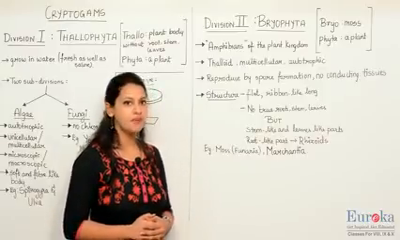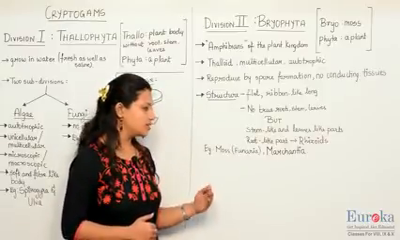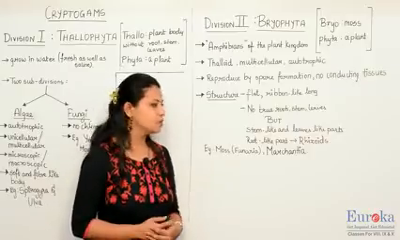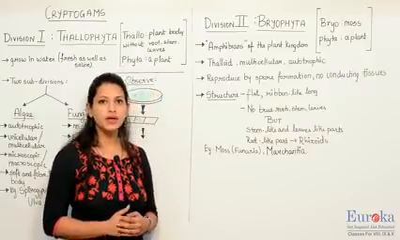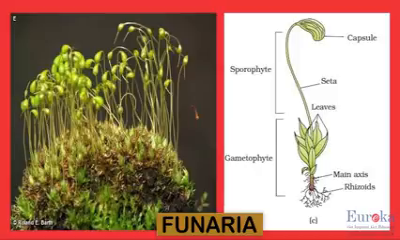The examples of Bryophyta are moss, Funaria and also Marchantia. Let's look at one of the examples, that is Funaria. You can have a look that it contains stem and leaf-like structures and root-like structures which are known as rhizoids.